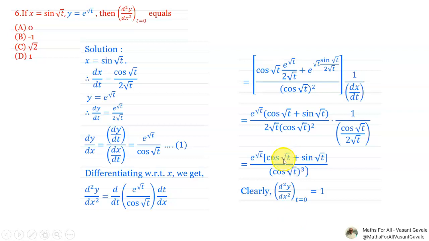If we put the value of t as 0 here, you will get here 1. Here you will get here 1, 0, again 1, and directly you will get d2y by dx square at t is equals to 0 is 1, and hence option D is the correct one. You can see.